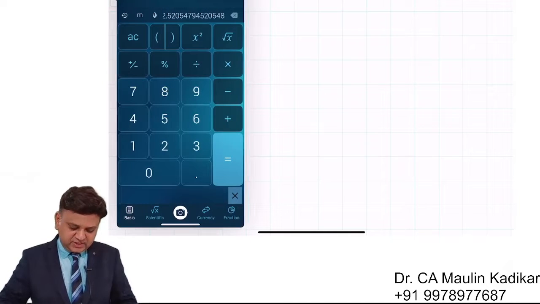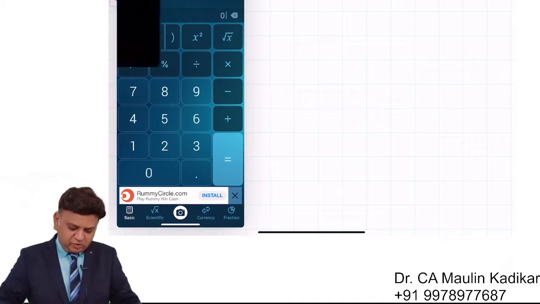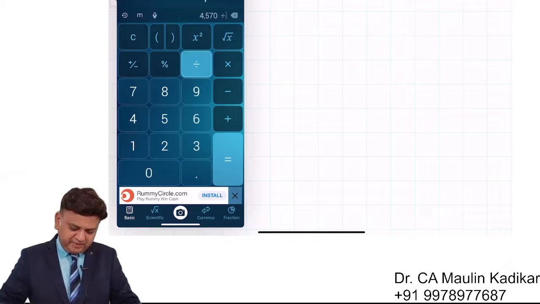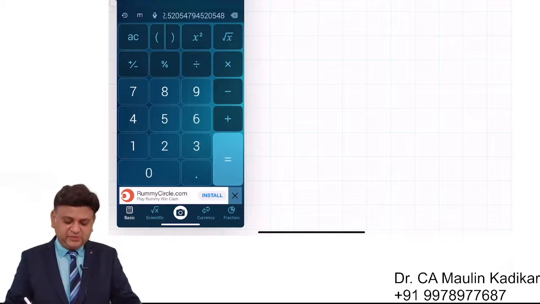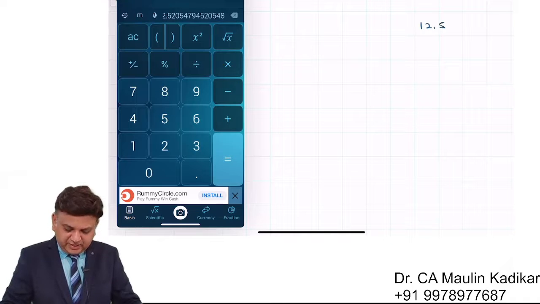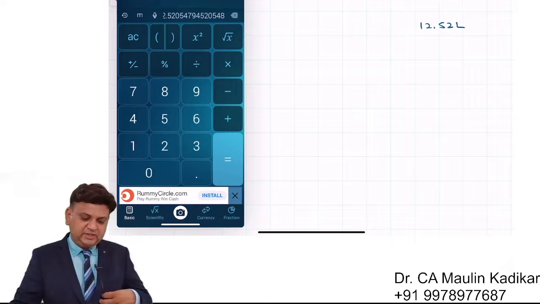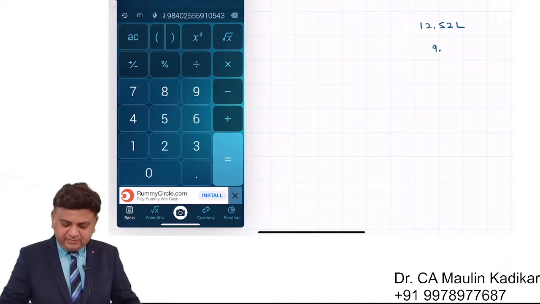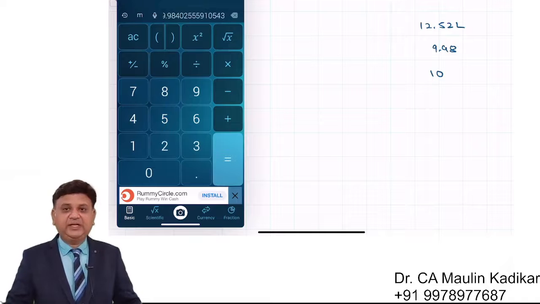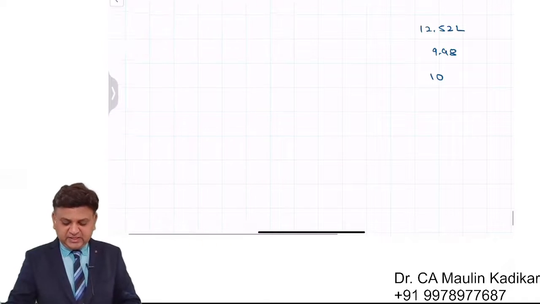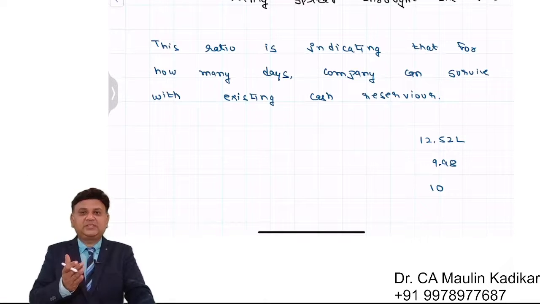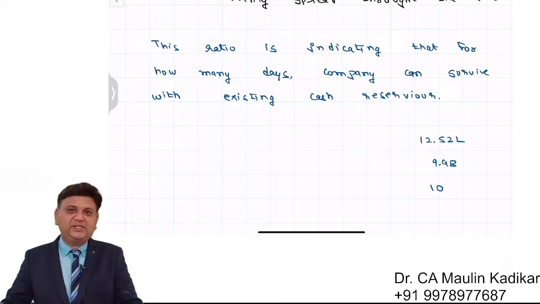So friends, over here the answer is found like this. As I told you, 4570 is the annual expense of the company divided by 365. So the daily expense of the company is 12.52 lakhs. We know that we have the cash balance equal to 125. So 125 divided by 12.52 comes to 9.98 days, or approximately 10 days. So for the next 10 days, even though we don't have even a single rupee of cash received, we can still carry on our business for another 10 days. That is what this indicates.